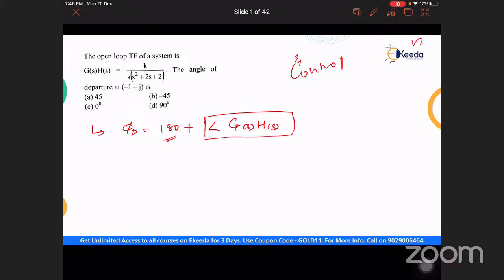What can we do for this? Nothing, children. What do you have? You already have G(s)H(s). Just take its angle. In the sense, just take the angle of G(s)H(s), which is equal to how much? Angle of K upon s into s squared plus 2s plus 2. Is it right?